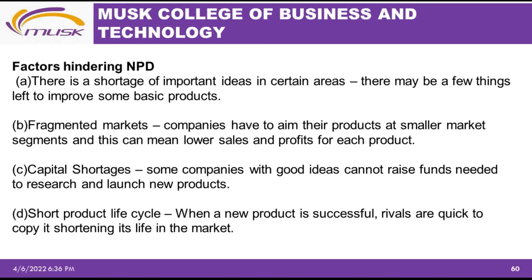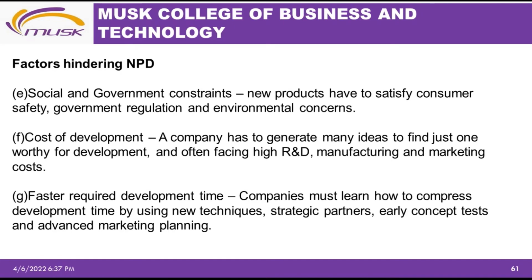We still need some money to be able to work on whatever we have. And then another one is short product life cycle. When a new product is successful, rivals are quick to copy. So we have what we call a product life cycle. The product moves from growth to maturity to decline. This happens because we have a lot of copying in the market. So we are saying ours is a new product, but within a few days, others have copied it, and then it ends up having a short product life cycle.